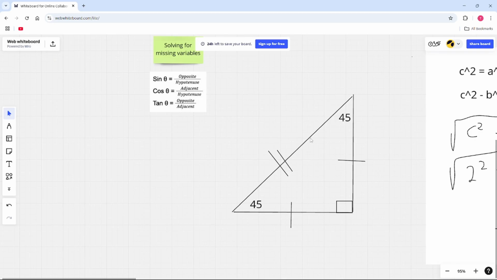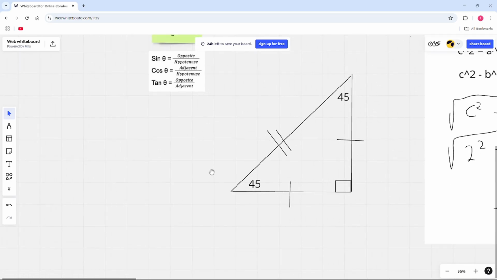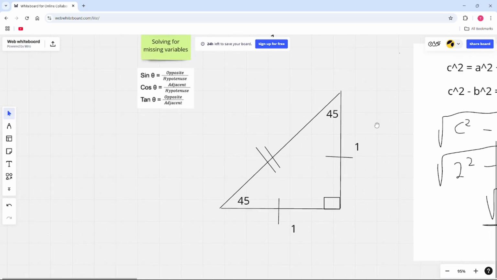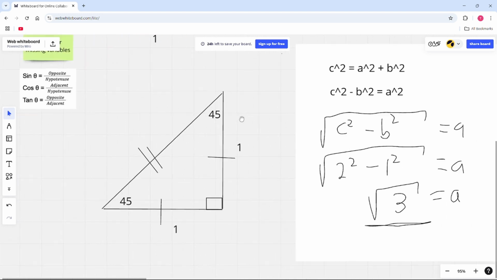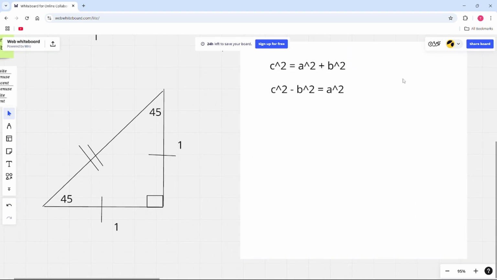Now we're trying to solve for this missing side length, or in other words, the hypotenuse. So if we just have 1 over here and side length 1 over here, this creates an isosceles triangle with a right angle. So now to be able to solve for the hypotenuse, which is the missing side length in this case, we'll just simply use Pythagoras' theorem again.